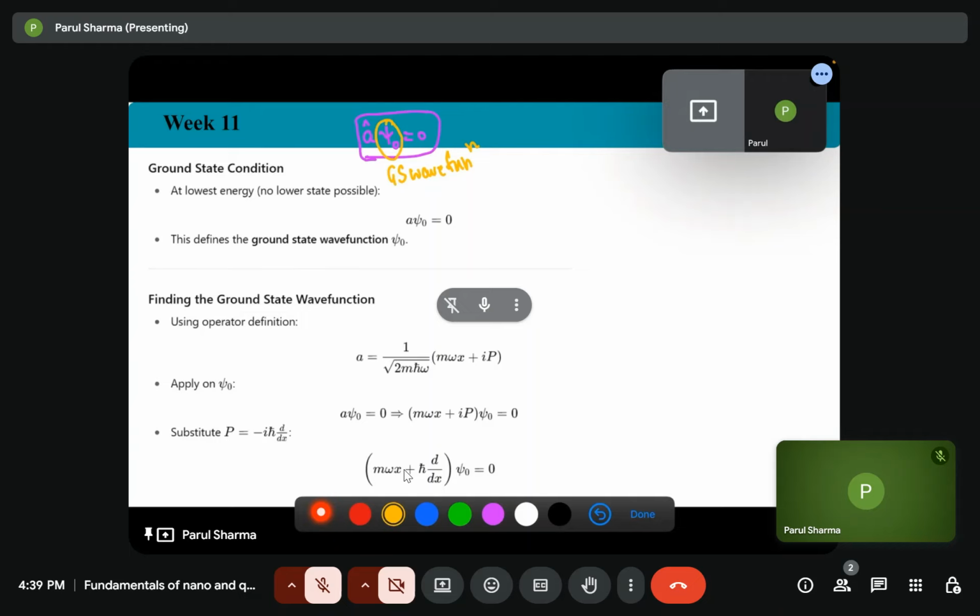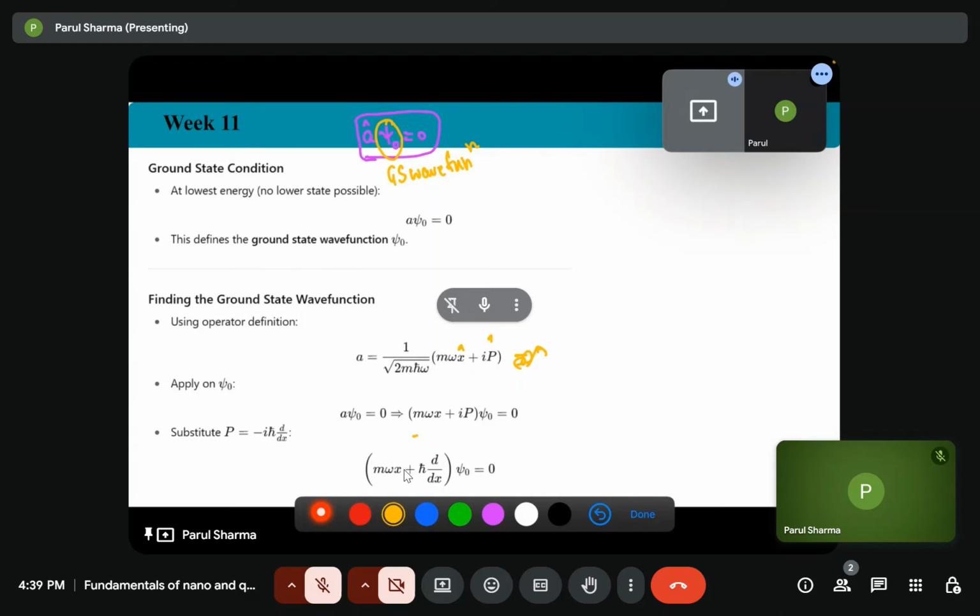Okay, so what is the value of A? A is equal to 1 by root 2 m omega by h cross, times m omega x plus i p, where x and p are operators. So A psi naught is equal to 0, that is m omega x psi naught plus i p psi naught equals 0.